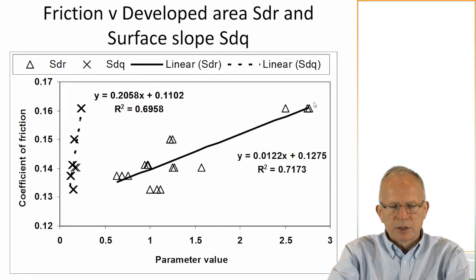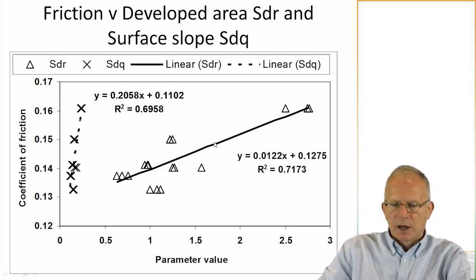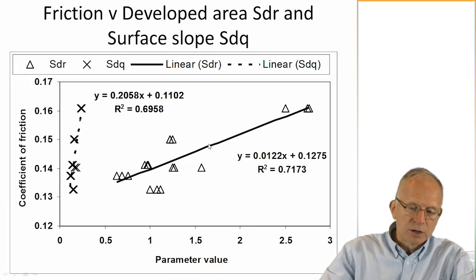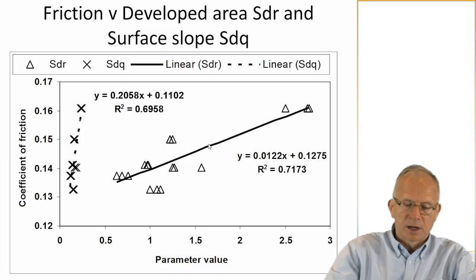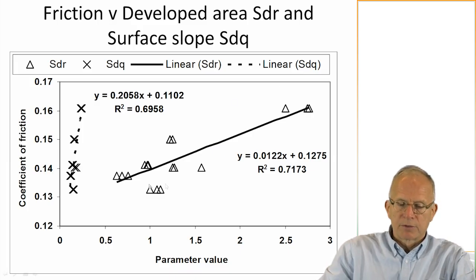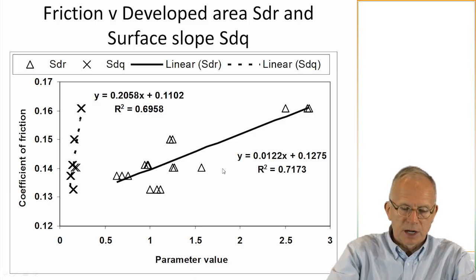So here are the two best, the developed surface area and the slope, with their regression equations and regression coefficients. So coefficient of friction and the parameter value. So now these are something that you could use in the design of the dies. So these relationships between the friction and the roughness would be part of your design equation.